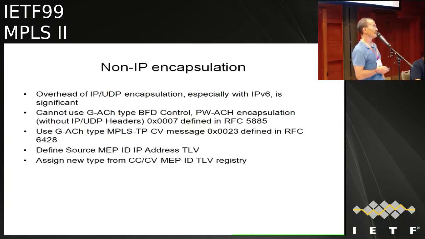It's possible, but we need to remember that there is a requirement for BFD for multipoint networks to be able to associate each BFD control packet with the source IP address. So the proposal here is to use G-ACh encapsulation with the CV channel, possibly reuse an existing channel, and then use a new source MAP ID IP address TLV.